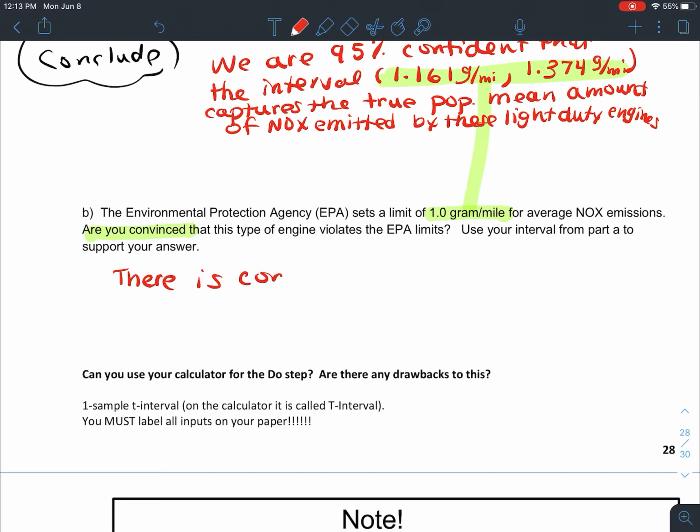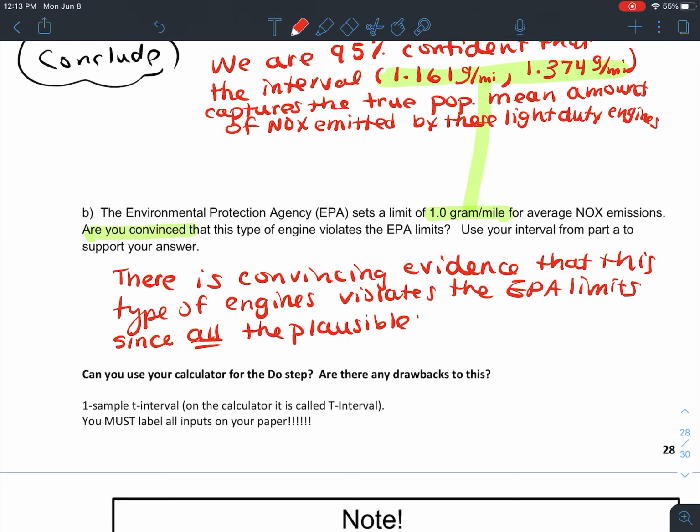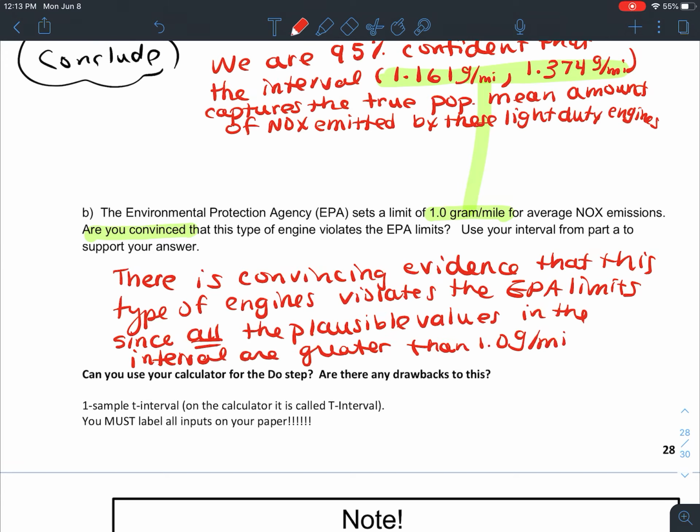So I'm going to say, yeah, there is convincing evidence that this type of engine violates the EPA limits. Okay, and I have to say why. You can't just make that statement and not have a justification. So I'm going to say, since all the plausible values in the interval are greater than the 1 gram per mile that the EPA set.